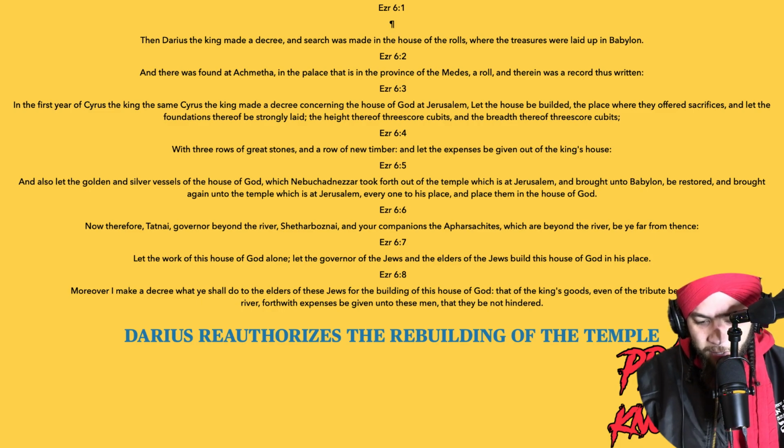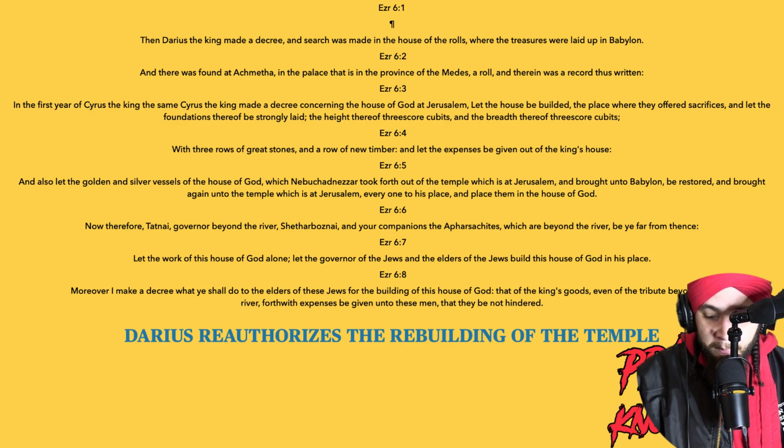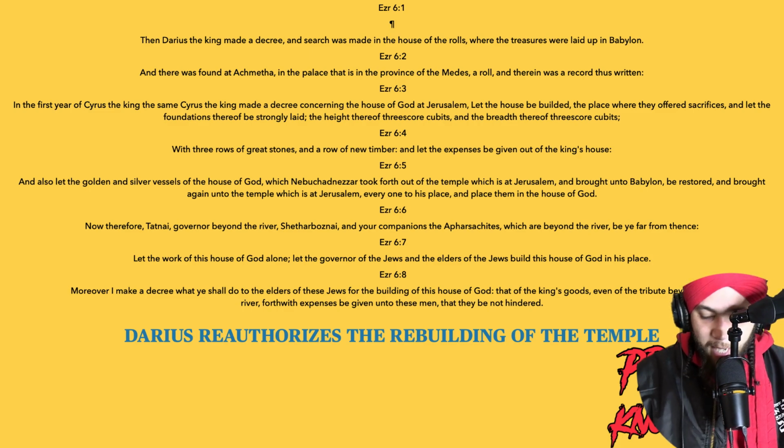And also let the golden and silver vessels of the house of God, which Nebuchadnezzar took forth out of the temple which is at Jerusalem, and brought into Babylon, be restored, and brought again into the temple which is at Jerusalem, every one to his place, and placed in the house of God. Not only was this a prophecy that Jeremiah prophesied would happen, Isaiah prophesied this 100 plus years before the temple was even destroyed. Then it's actually happening in history.